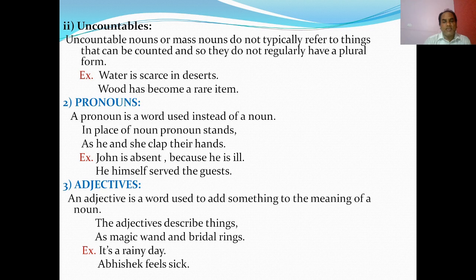You see, the first line of this rhyme carries the definition. Adjectives describe things or beings, living beings or non-living things. As magic wand and bridal rings: magic is the adjective because it describes wand, and bridal is the adjective because it describes rings. It qualifies. It describes. So the adjectives describe things as magic wand and bridal rings.